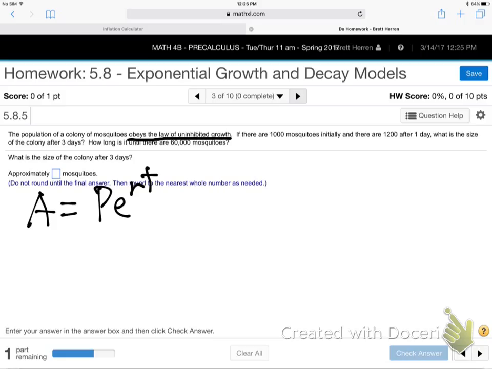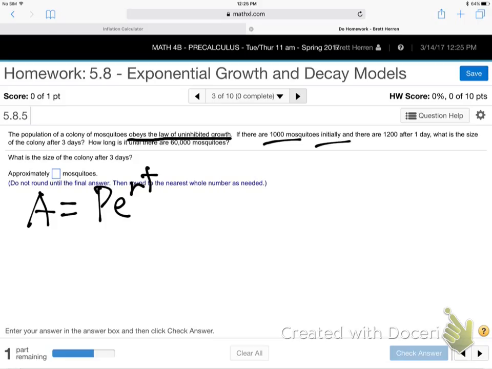So whenever they say obeys the law of uninhibited growth, they mean PERT. PERT is just like money growing exponentially if you leave it in the account. Einstein said that was the seventh wonder of the world, the exponential growth of money. And so will the critter populations if there are no predators or lack of food or lack of space. So whenever they say that, they want you to use PERT.